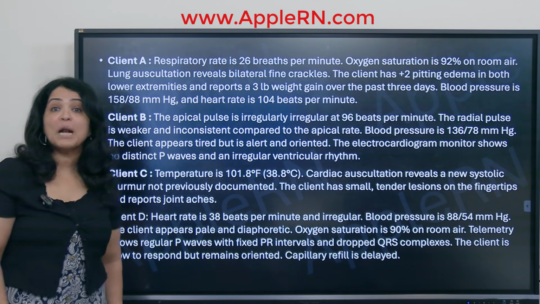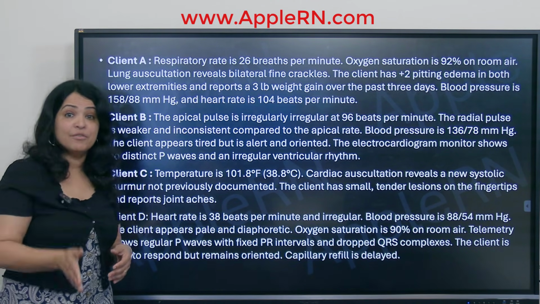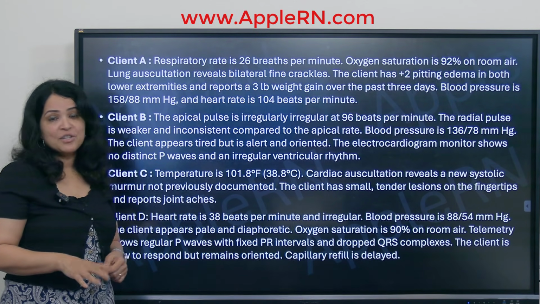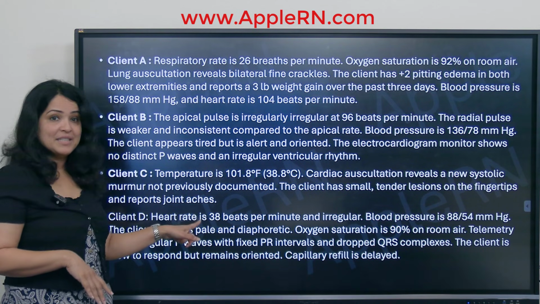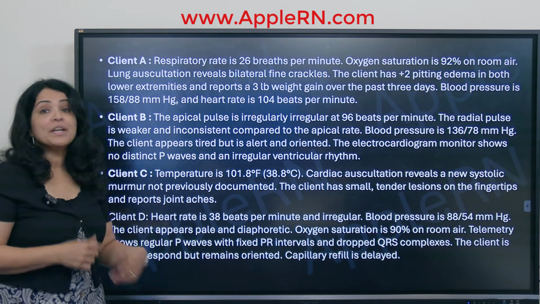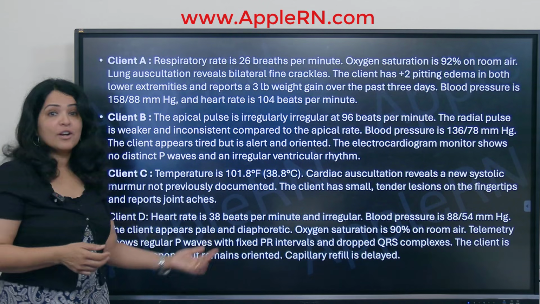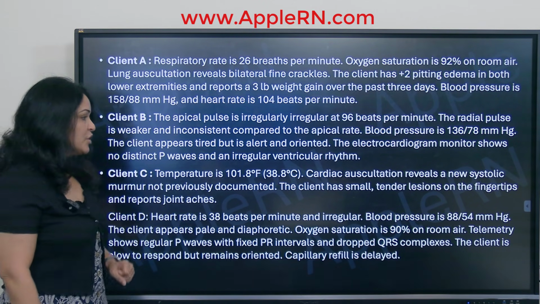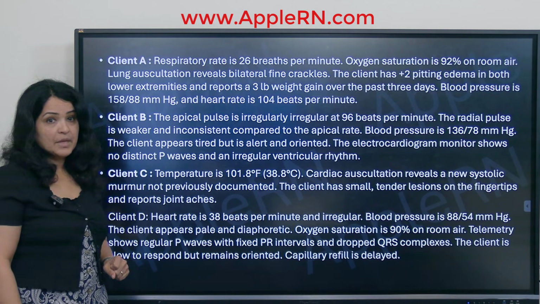Blood pressure, look at the blood pressure, 88/54. Okay, now severe hypotension, and we see the heart rate here, and client appears pale and diaphoretic, sweating. Okay, not good, right? Oxygen saturation is 90.